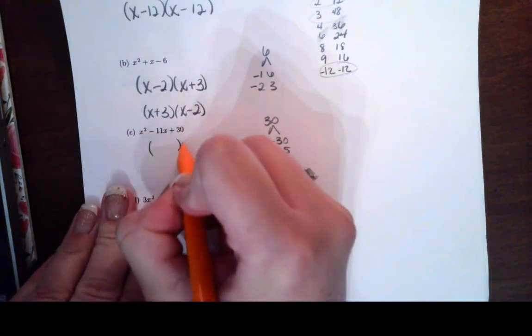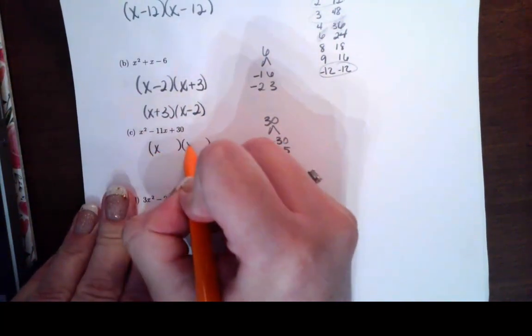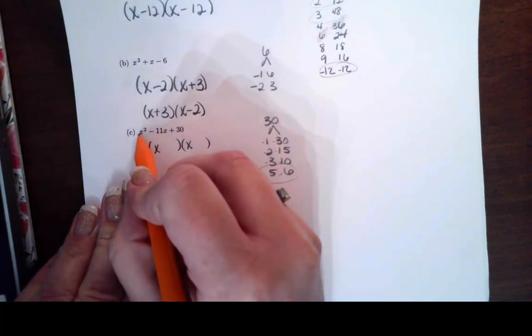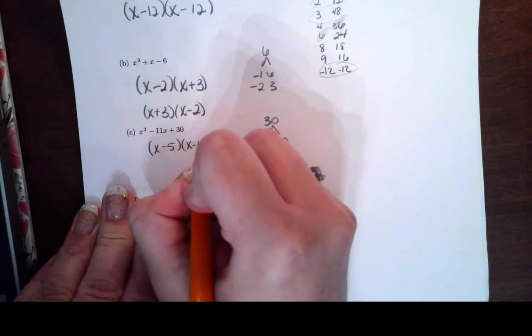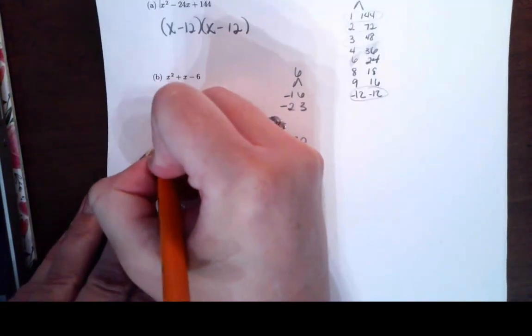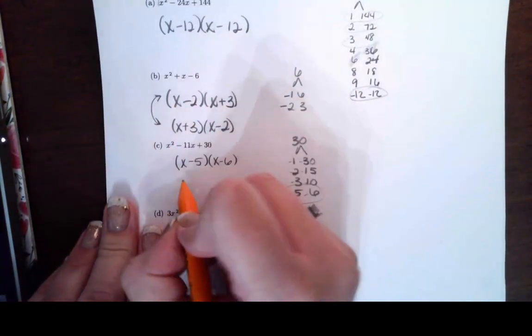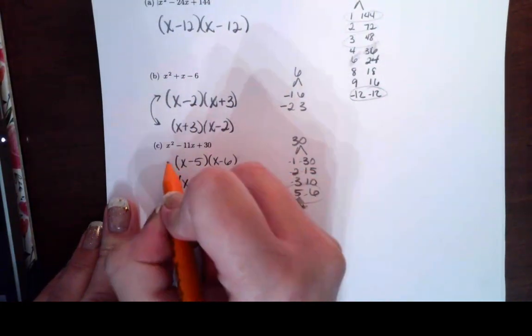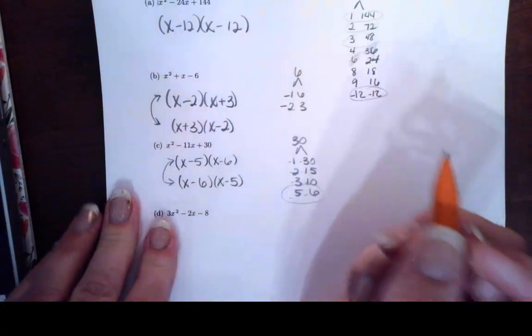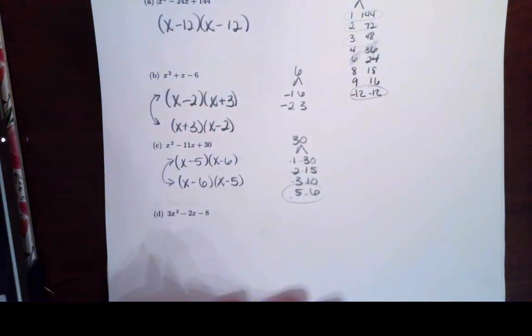So 2 sets of parentheses. The square root of the first goes in the first spot. I need a negative 5, and I need a negative 6. So just like either one of these could be an answer, I could have x minus 6, x minus 5, and that would be just as valid of an answer. So either set is just fine.